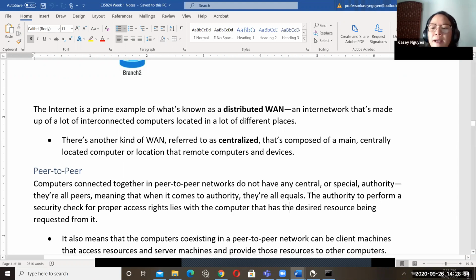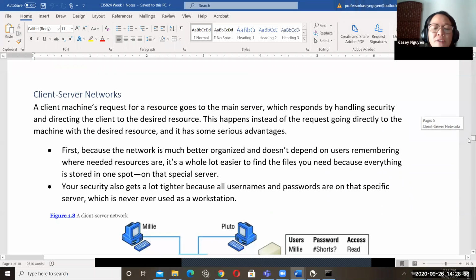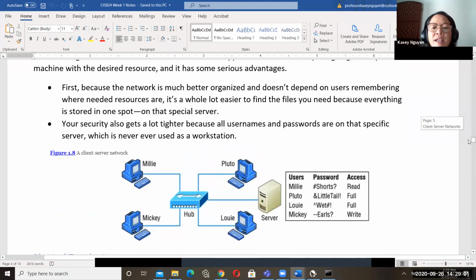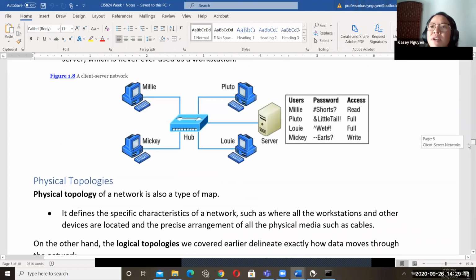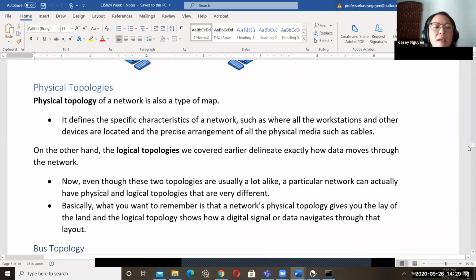We touched on peer-to-peer already. Client-server, we touched on that, right? The server has authority over the other systems for applications, for files, for email, for connection, for user account access. For the previous question, you can refer to page 5, which talks about topology, physical and logical.